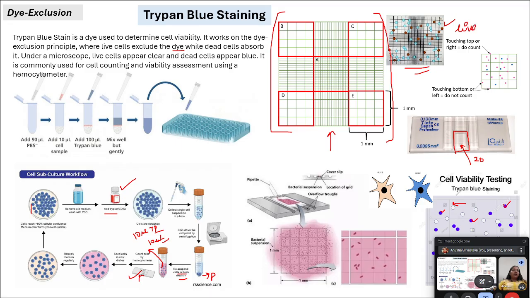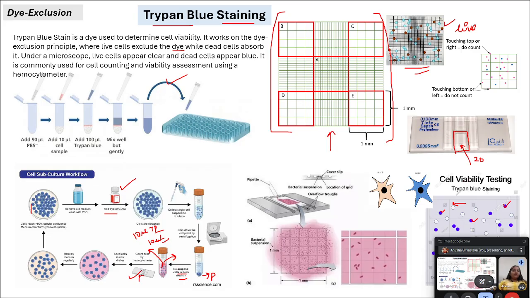So you have to count the live cells, and then there are calculations based on which you exactly calculate that if you want to see 10,000 cells, how much cell suspension you need to take and mix. So this is how trypan blue exclusion, trypan blue staining works. It's something that is routinely followed whenever doing cell culture and you are seeding cells. It is one of the most followed approaches for cell counting also.